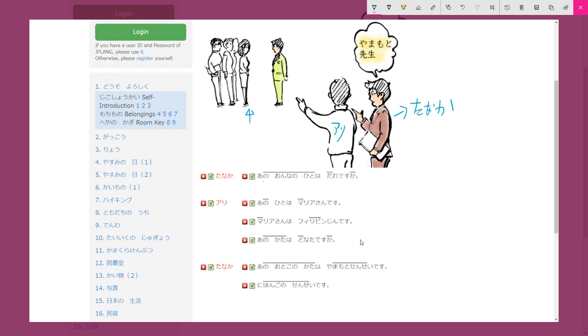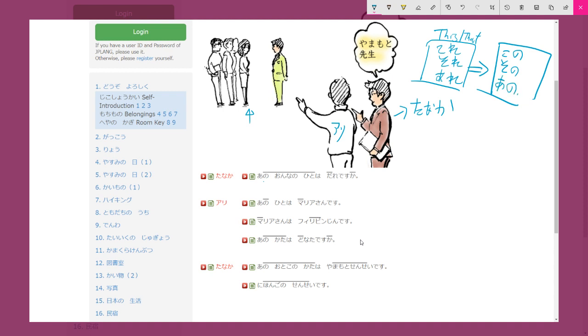So we've learned kore, sore, right? And then there's also kono and ano, which function the same as kore, sore, and are, right? These things mean this and that. Now they translate into kono, sono, and ano, right? And what happens here is these three things have the same meaning and the same function. But remember, we've learned that no is a possessive particle, right? So if you say kono, there must always be a noun.